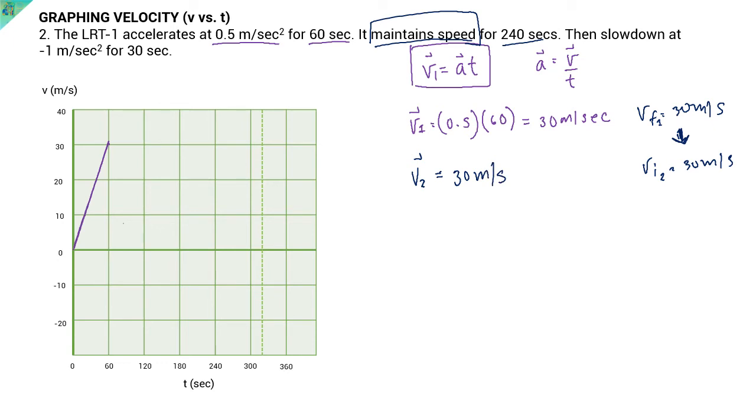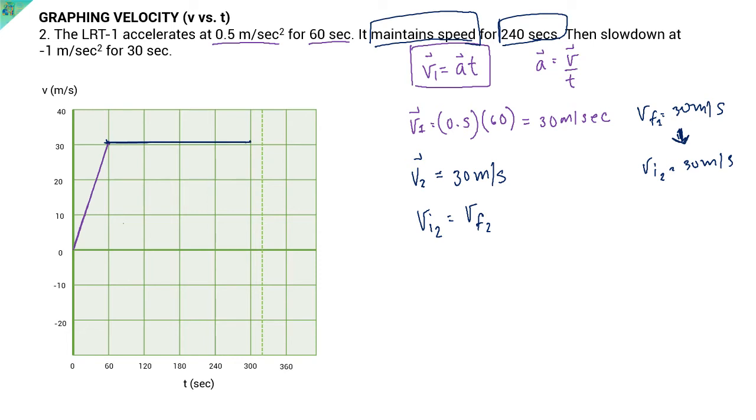And since it maintains speed, the initial velocity of situation 2 should be equal to the final velocity of situation 2. Right? Okay. So from here, 30 to 30, tuloy-tuloy lang siya for about 240 seconds. So that's the duration. Which means that would be from that point up to that point. Again, bear with me.